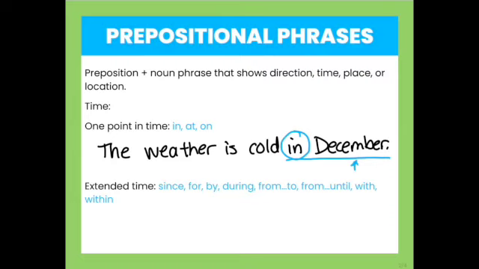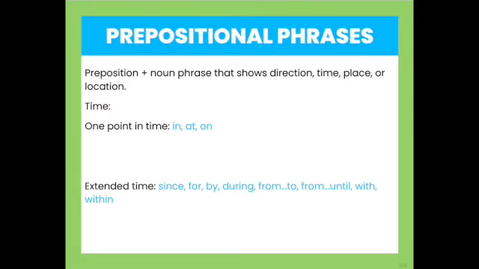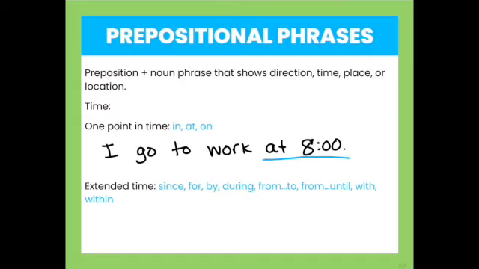Let's take a look at another example for one point in time. Let's use the sentence, I go to work at 8 o'clock. In this sentence, we are talking about the time that I go to work. And so it is a preposition that we're using to add on to the basic sentence, or the main clause there of I go to work. We're adding on the prepositional phrase to say when, that's at 8 o'clock. In this case, the preposition is the word at, and 8 o'clock is the noun, or the actual time that we're talking about.